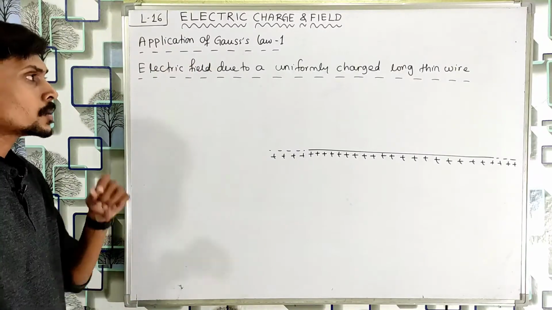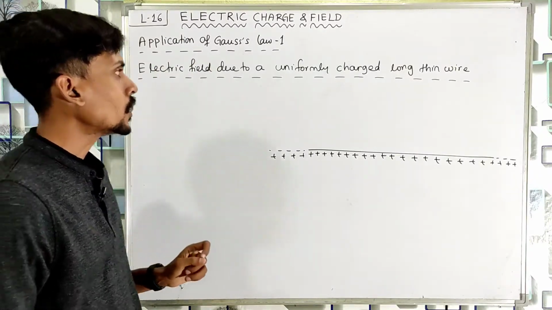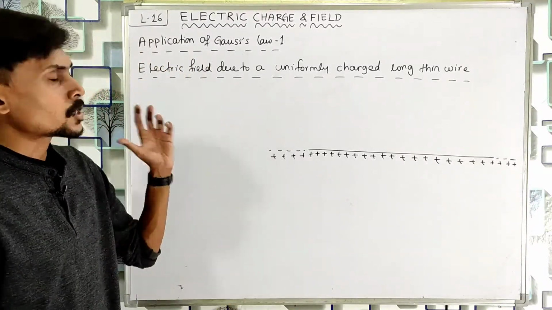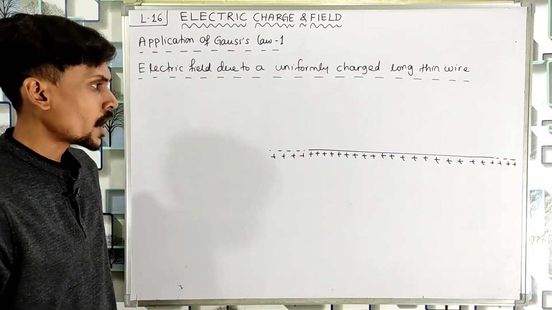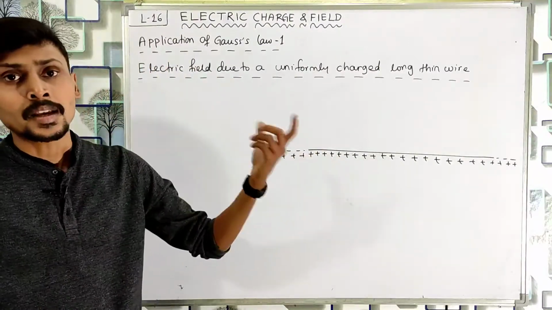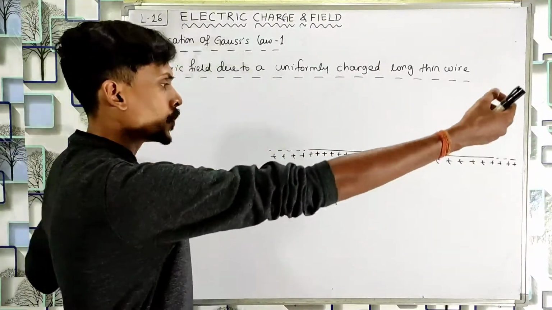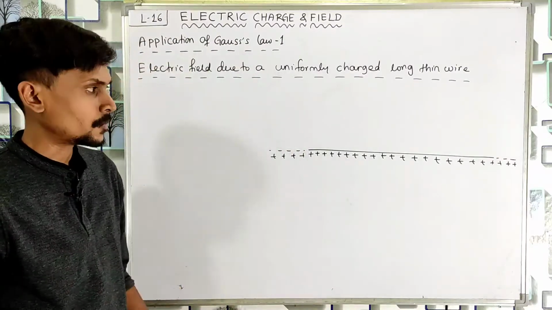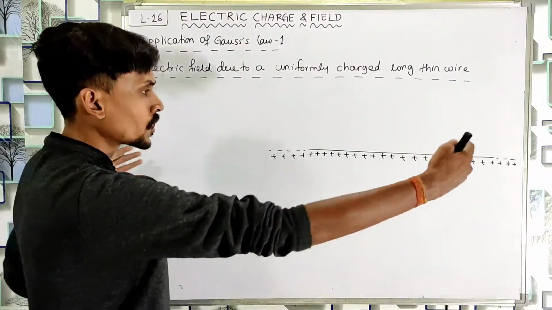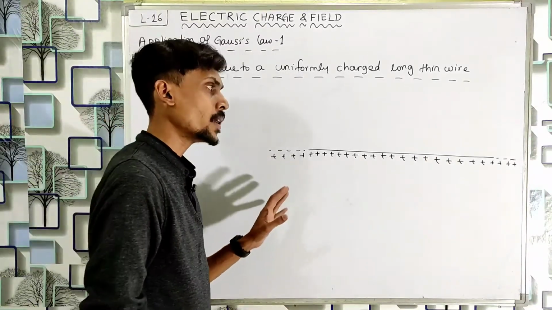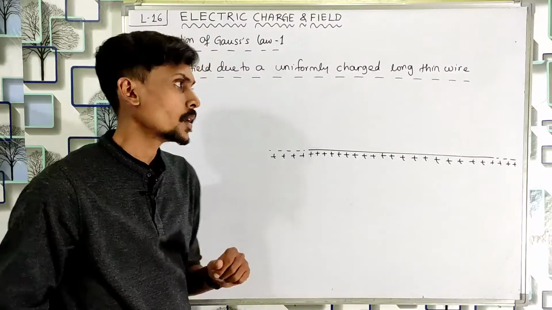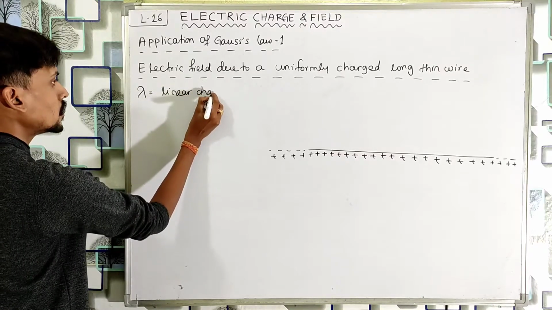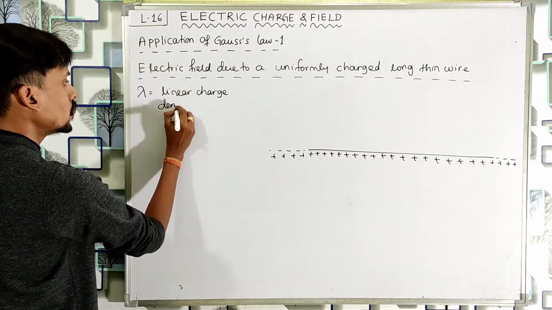The first application of Gauss law is to calculate the electric field due to a uniformly charged long thin wire. So we have to derive the expression using Gauss law. Look at the diagram here. We have a very long wire, or we can say an infinitely long wire, which extends to infinity on both sides, and this wire is uniformly charged, it is positively charged. Suppose lambda is the linear charge density of the wire.